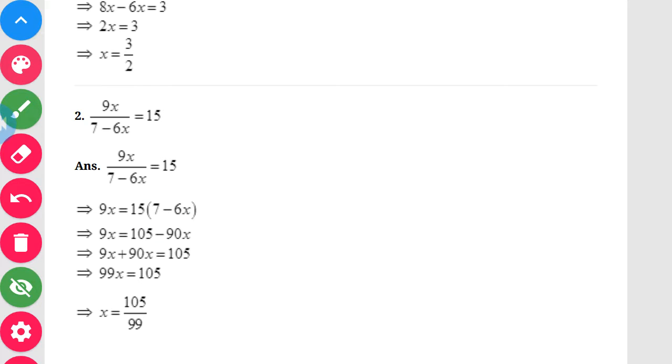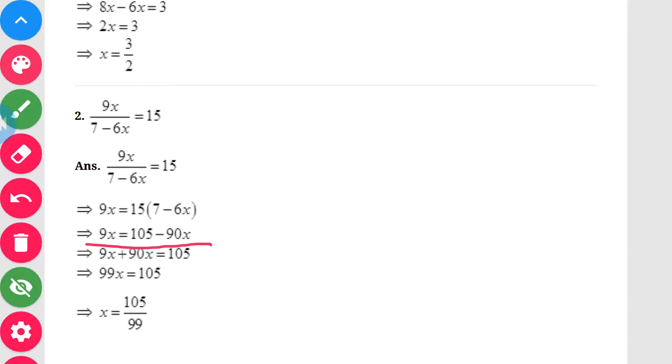15 into 7 will give you 105, minus sign as it is, and 15 into 6 will give you 90, and as there is an x here, I'm going to continue writing it down. So I hope till here it is clear with you all.